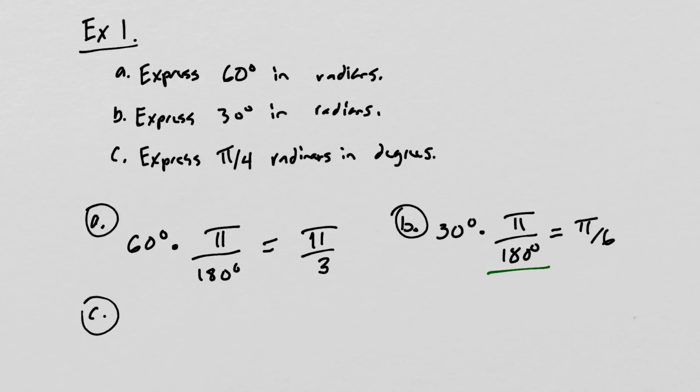In part C, we're given pi divided by 4 in radians. We want to multiply this by 180 degrees divided by pi. The radians cancel out, and we're left with 45 degrees.